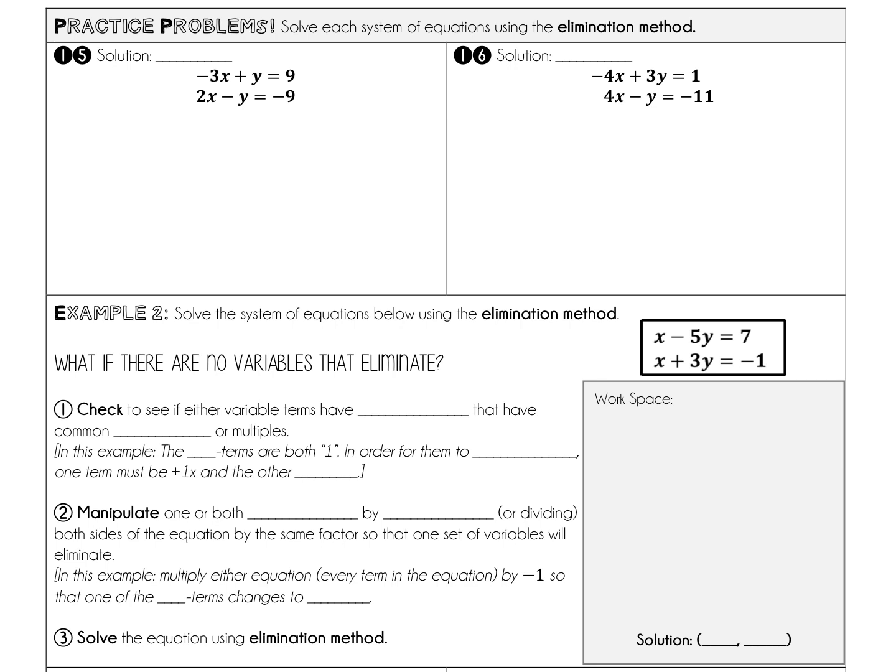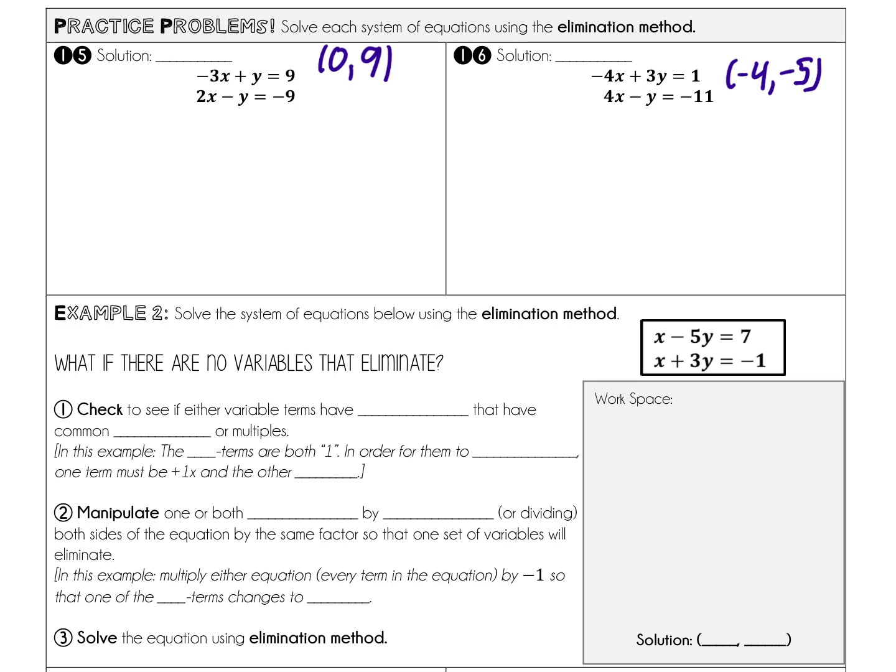I'd like you to solve each of the following two systems of equations using the elimination method. Go ahead, pause the video, and try these two. For number 15, you should have gotten 0, 9, and for number 16, you should have gotten negative 4, negative 5. Now, let's try solving the system of equations below using the elimination method.